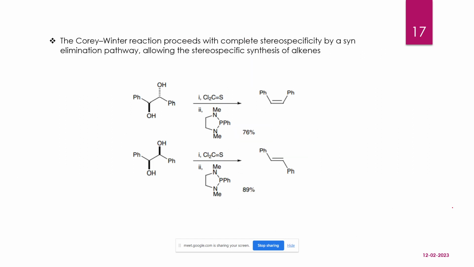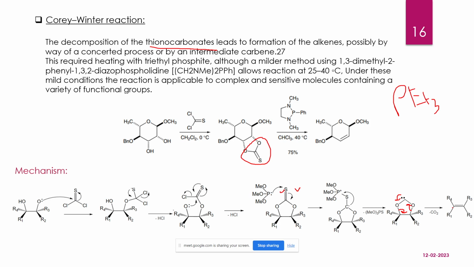So the next is the Corey-Winter reaction. In this reaction, the reaction is highly stereospecific. So what does it mean by highly stereospecific? You can see in the previous slide, for the formation of this intermediate, the two OH groups have to be in the same plane. See, in this reaction also the two OH groups are in the same plane. So for the formation of this intermediate, the two OH groups have to be in the same plane.